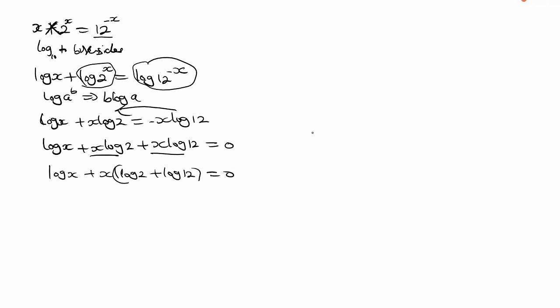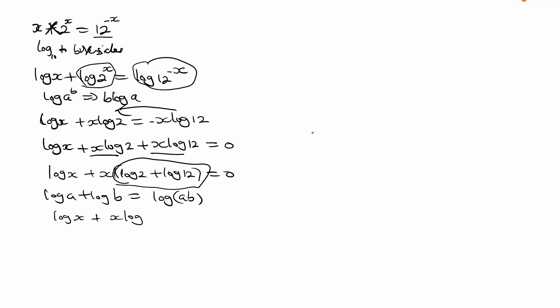Now applying the previous rule here, in other words, if you have log a plus log b, this is the same as log a times b. All right, so applying this one here, I shall have log x plus x log (2 times 12), which is 24, equals 0. And this one is the same as log x plus x log 24.